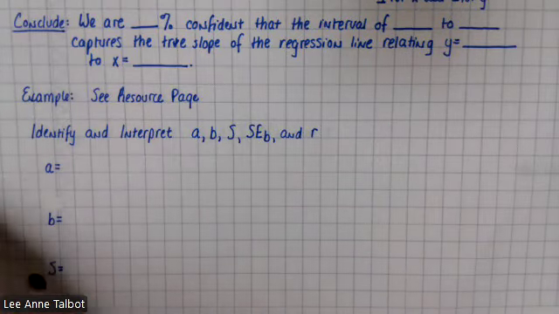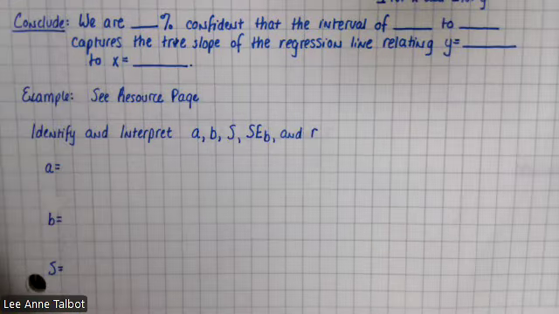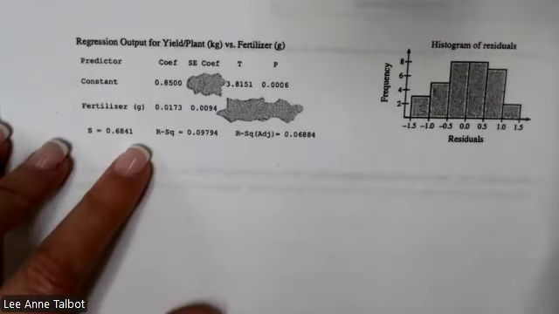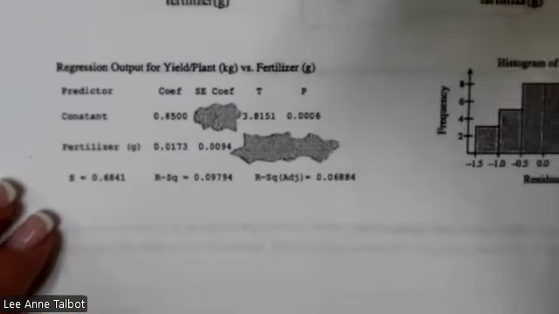Okay. Let's try to go back to our chapter 3 brain. The first thing we need to do is take a look at this. This is the regression output I was referring to here.